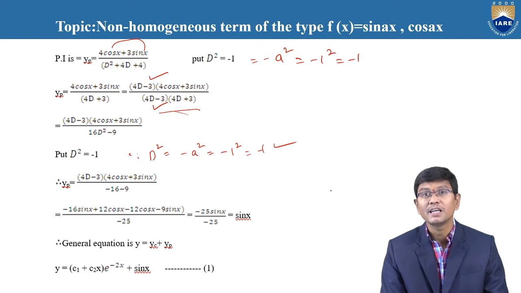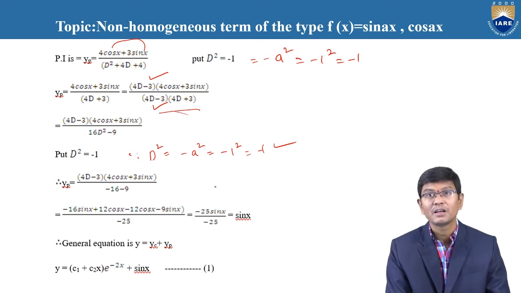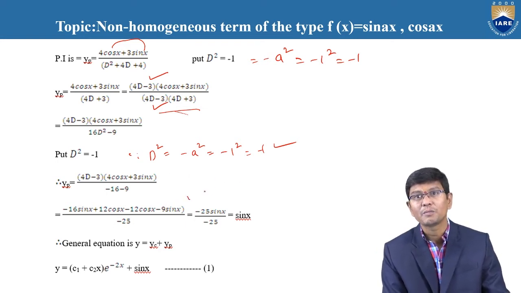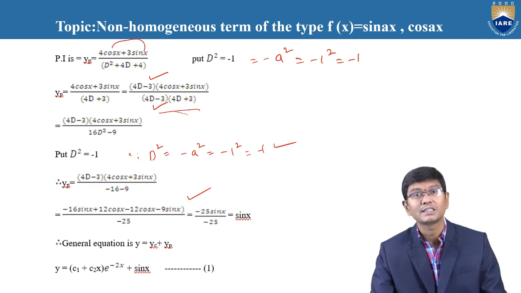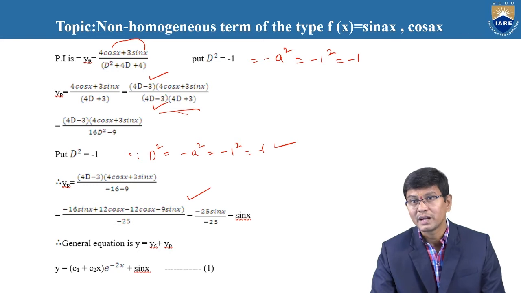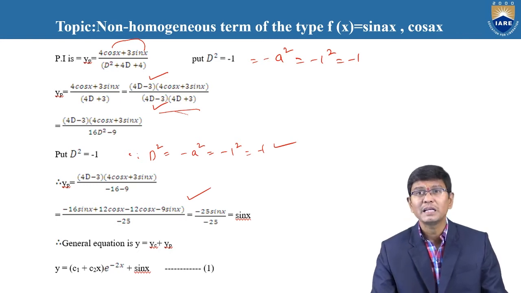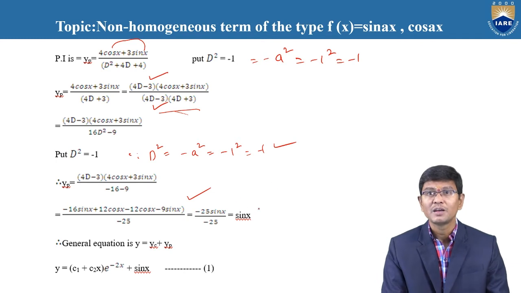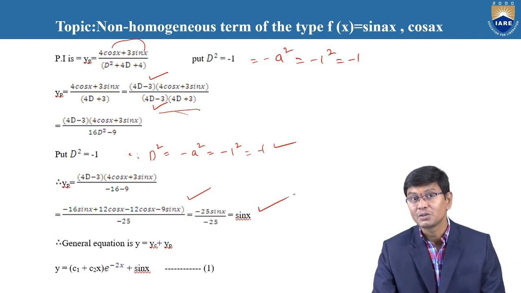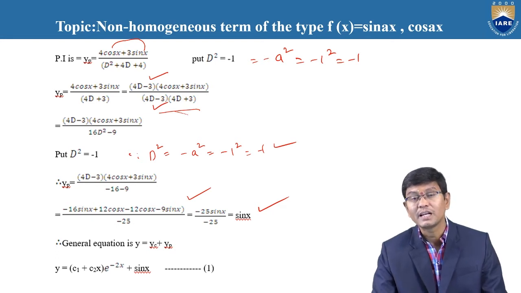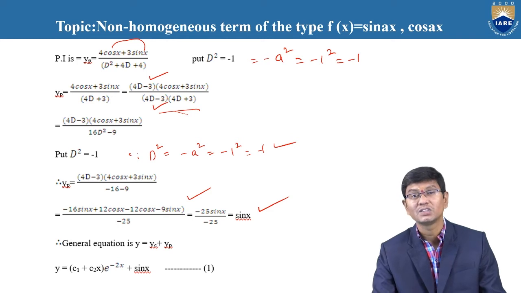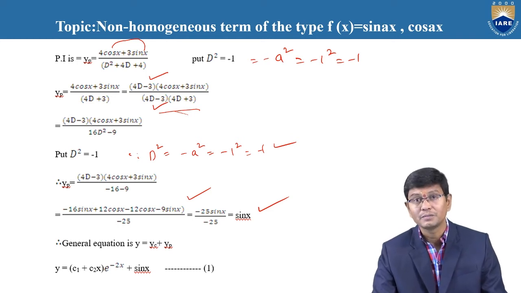Therefore, by multiplication of the numerator part and after the total simplification, you obtain minus 16 sin x plus 12 cos x minus 12 cos x minus 9 sin x, by minus 25. After that simplification, you obtain minus 25 sin x by minus 25. Once again, the numerator and denominator cancel with minus 25. The final solution is that the particular integral is sin x.